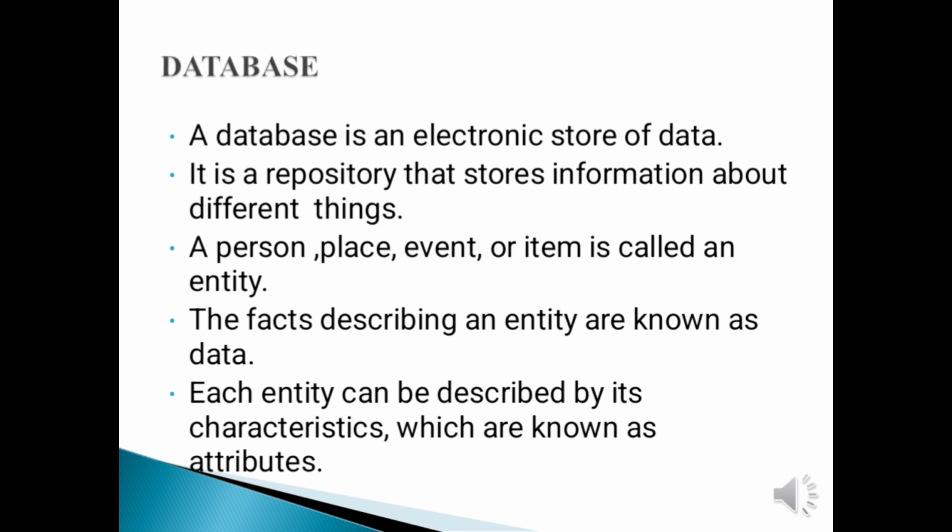A person, place, event or item is called an entity. The facts describing an entity are known as data. For example, if you were registered in a college, you would like to have all the information about the students. Each entity can be described by its characteristics, which are known as attributes. For example, some of the likely attributes for a college student are student identification number, last name, first name, phone number, gender, and date of birth.